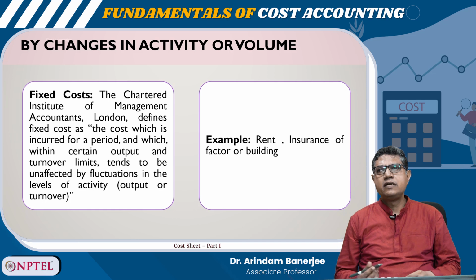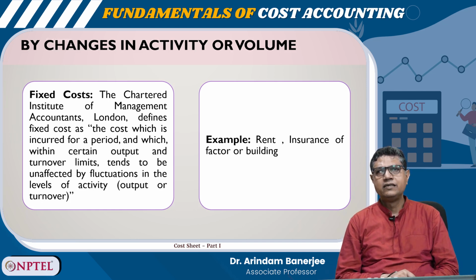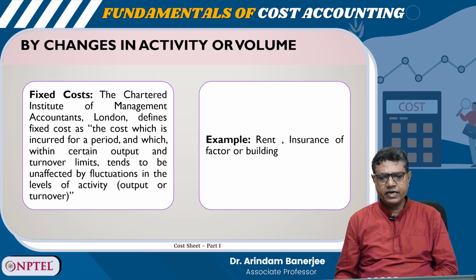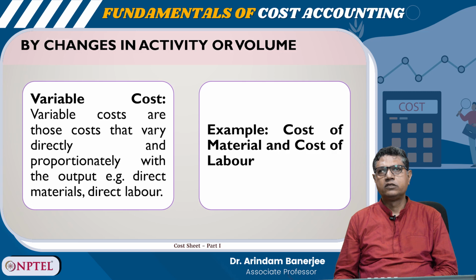Fixed cost, and by changes in activity of volume, we already said that there are two types of cost. One is fixed cost, another one is the variable cost. According to CIMA, London Chartered Institute of Management Accounting, fixed cost is the cost which is incurred for a period and which, within a certain output and turnover limits, tends to be unaffected by fluctuations in the level of activity. Like insurance of the building or the factory or rent, it is the fixed cost.